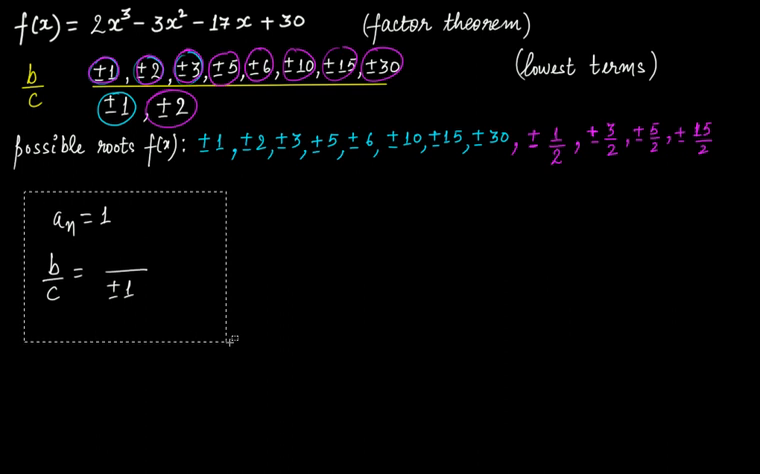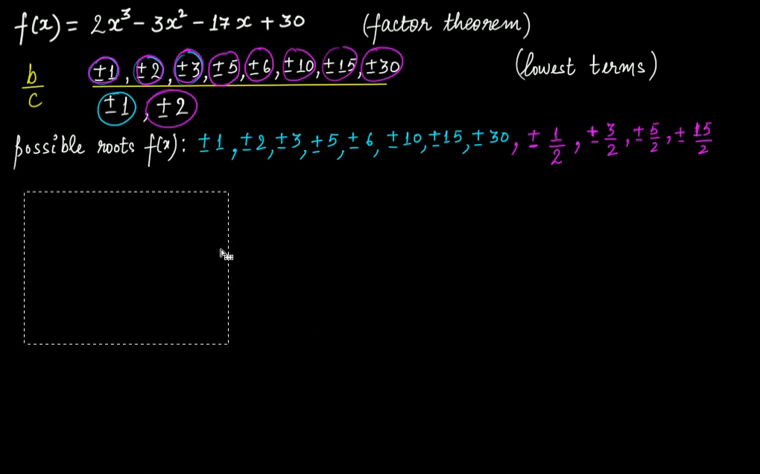Let's remove it. Now your f(x) is 2x cubed minus 3x squared minus 17x plus 30. Now here is a little time-taking job.